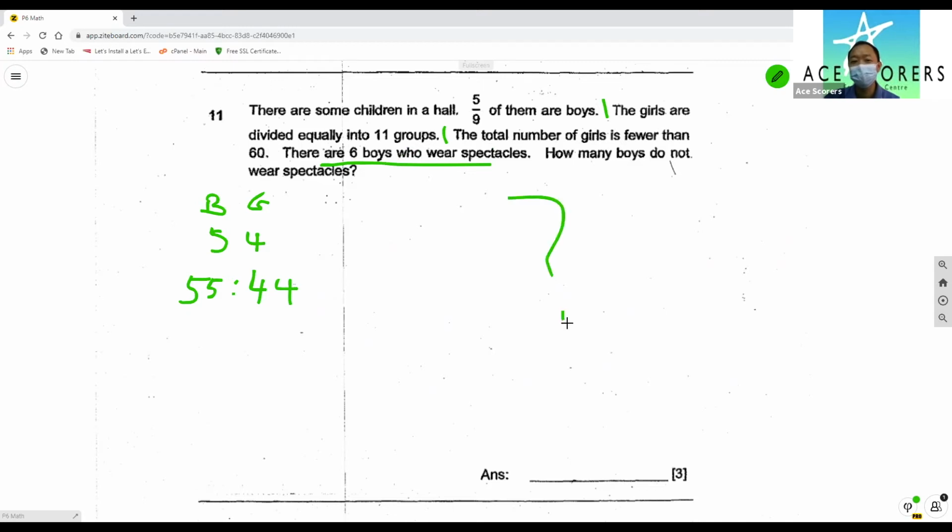Big question mark. I have no idea. The girls are divided into 11. The total number of girls is students. Is it 44? How many boys do not wear spectacles? Is it 49? I will take 55 minus 6 equals 49.